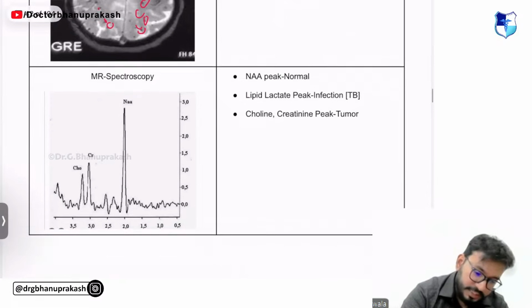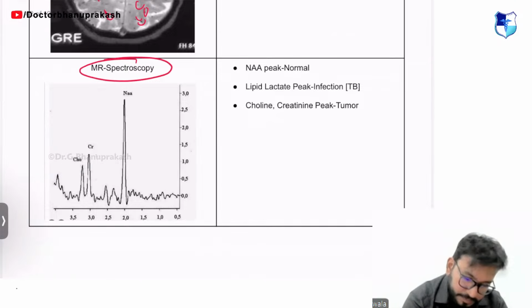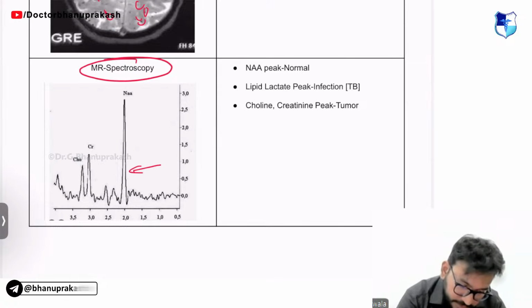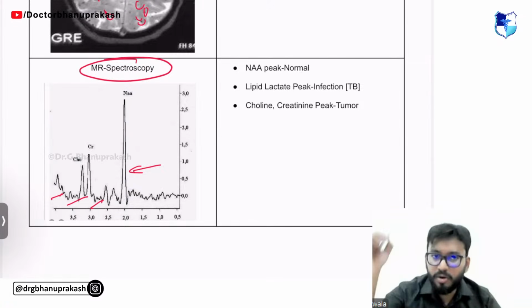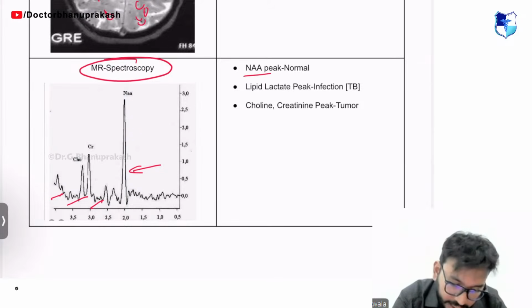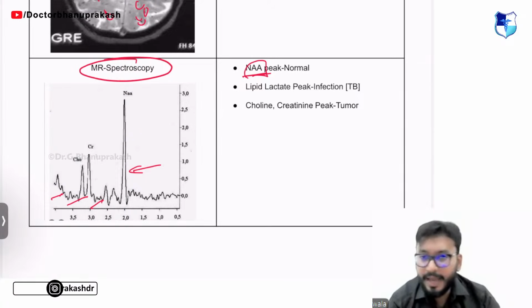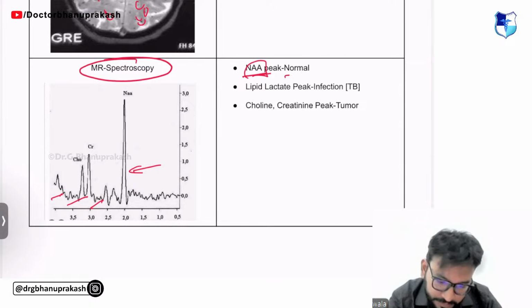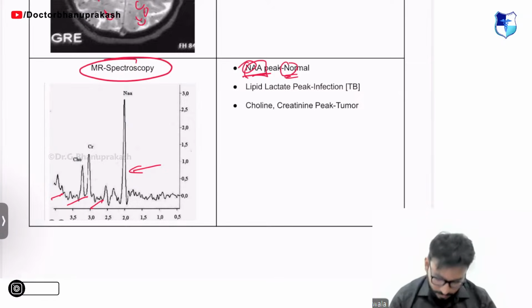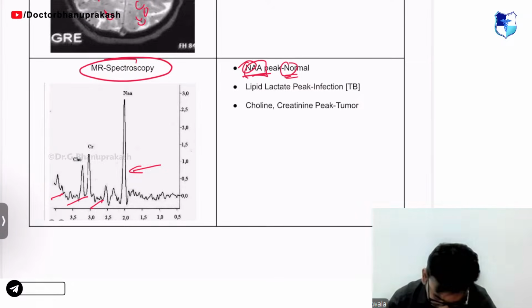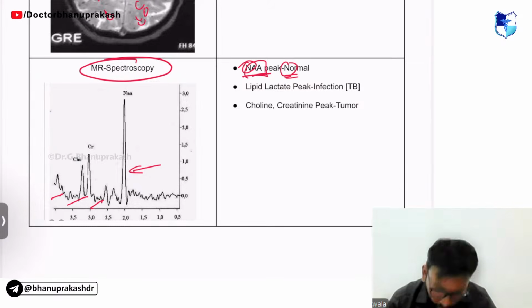One last part, MR spectroscopy. You can see these peaks. There are various substances having peaks. This is spectroscopy. This is the N-acetyl aspartate peak, the NAA peak. This is normal. Remember, N for N: NAA peak is a normal peak.